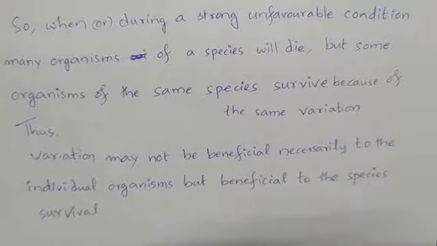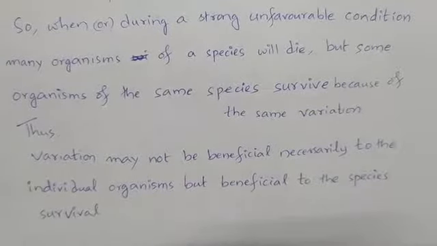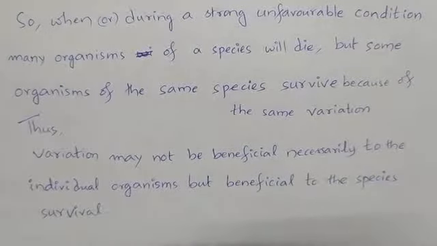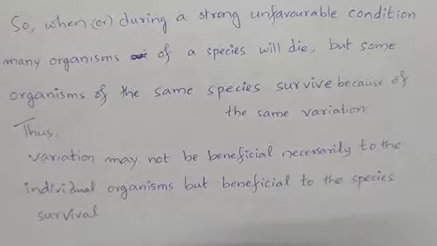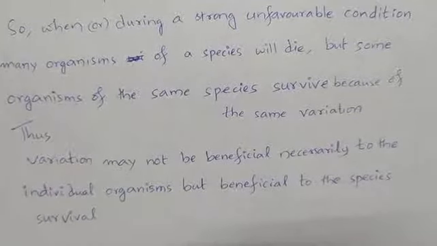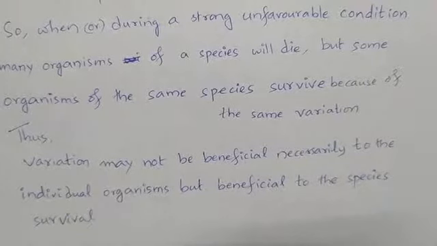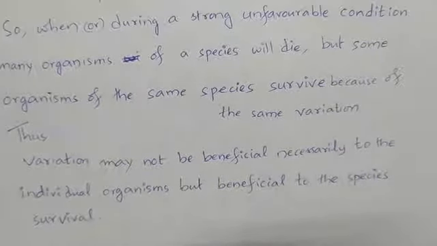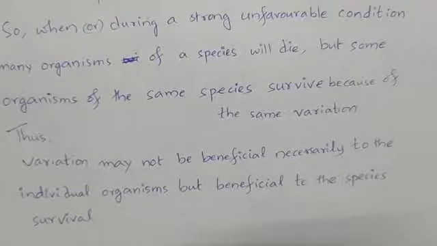What is the question here? Why is variation beneficial to the species but not necessarily for the individual? It means the same variation is present among different organisms of the same species. But out of these, many organisms died, but some organisms survived. So that species is surviving. What is the difference between the organisms that died and the organisms that could survive, which made the species survive? The difference is the differential body design of those organisms.